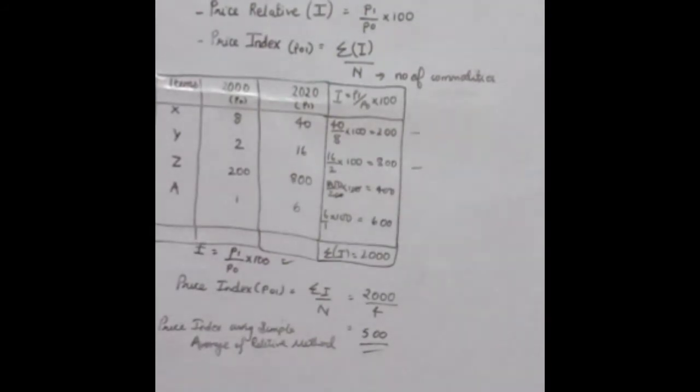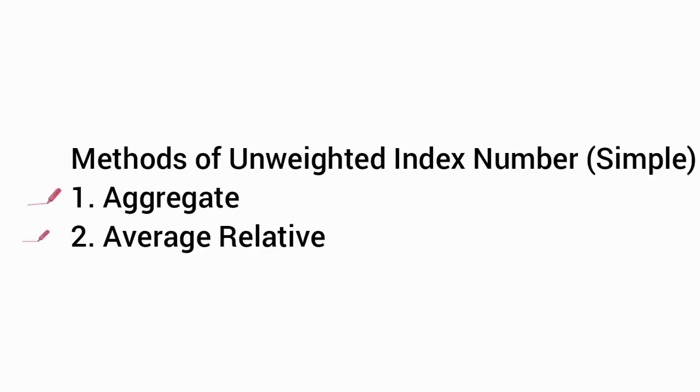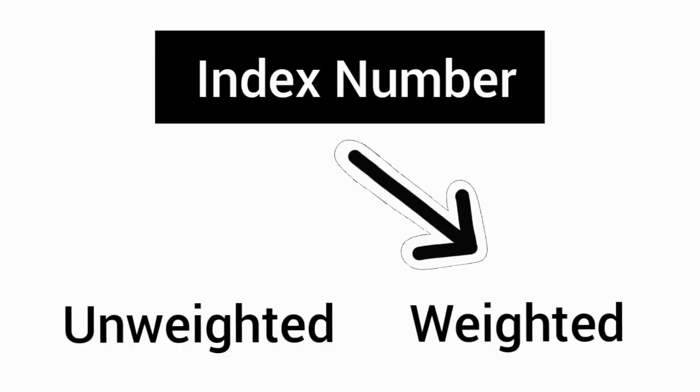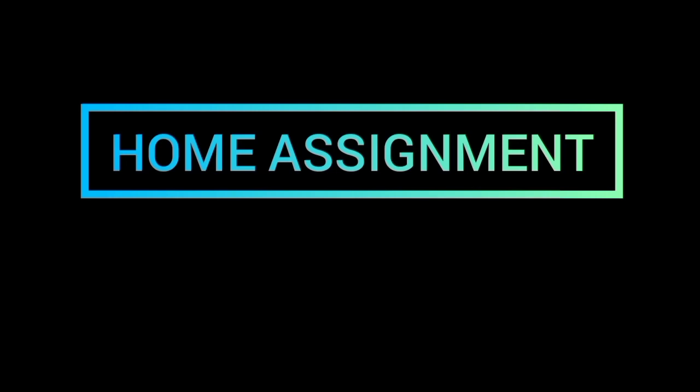Thus solved. We have learned the two subcategories of unweighted index number, and we have completed the unweighted index category. Now in the next lecture we are going to see the weighted index number and its methods.